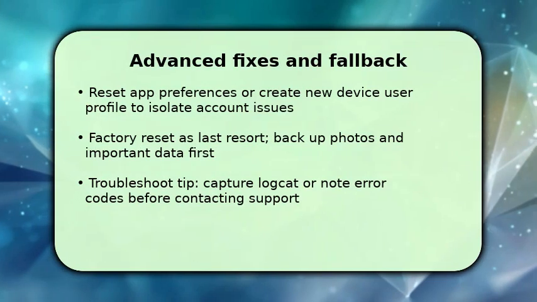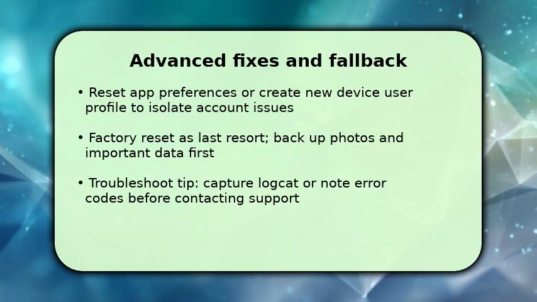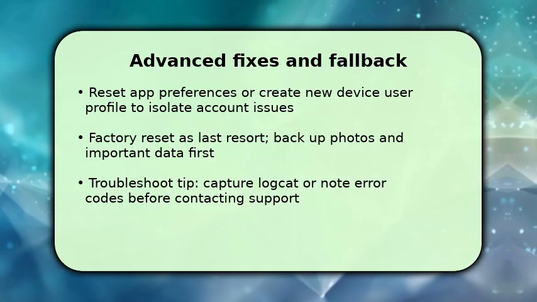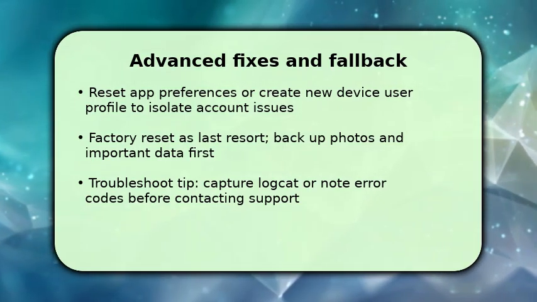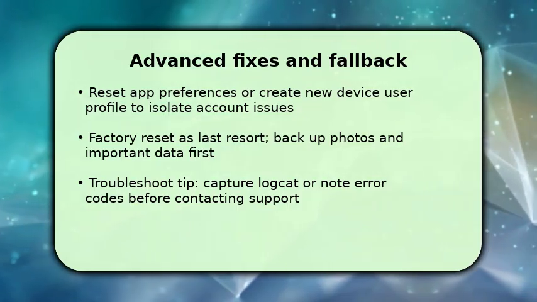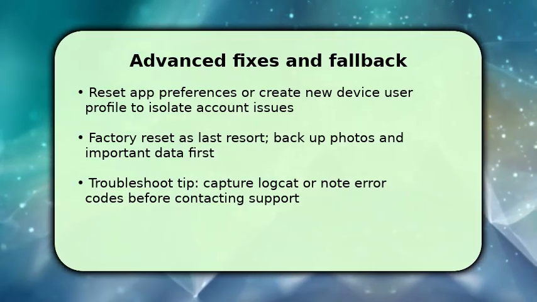To finish, apply advanced measures only after the prior steps fail. Reset app preferences to restore default handlers, or create a new device user profile to determine if the problem is account-specific. If all else fails and Lens still fails to process images, back up your data and perform a factory reset as a final remedy. This clears deep system corruption.